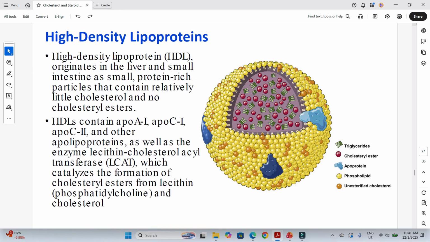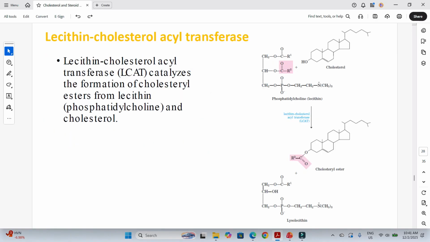I mentioned earlier that we're going to encounter this. So, what is LCAT for? It catalyzes the formation of cholesterol esters from lecithin, which is phosphatidylcholine, and cholesterol. Okay, so you see here, phosphatidylcholine and cholesterol, all right, are used as the reactants for the synthesis of cholesterol ester. Lecithin cholesterol acyl transferase catalyzes the formation of cholesterol esters from lecithin and cholesterol.